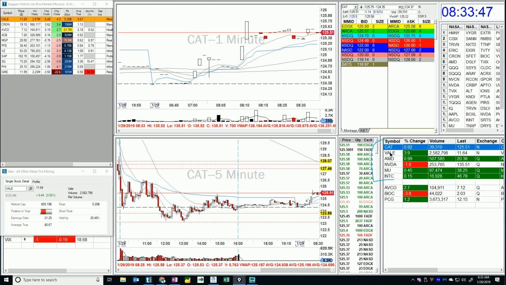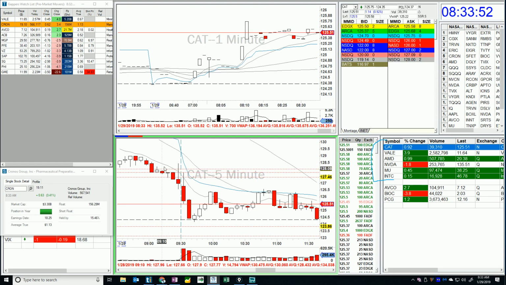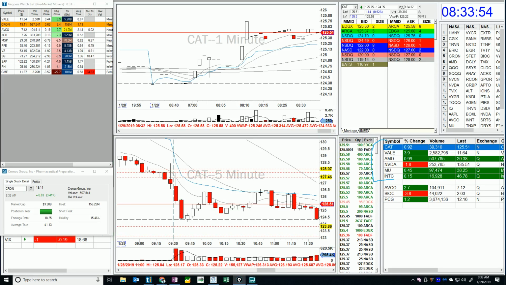We had quite a nice watch list. I think it turned out pretty good, and some of these stocks really created some nice moves. Let's start with CAT. So CAT right at the open sold off nicely.